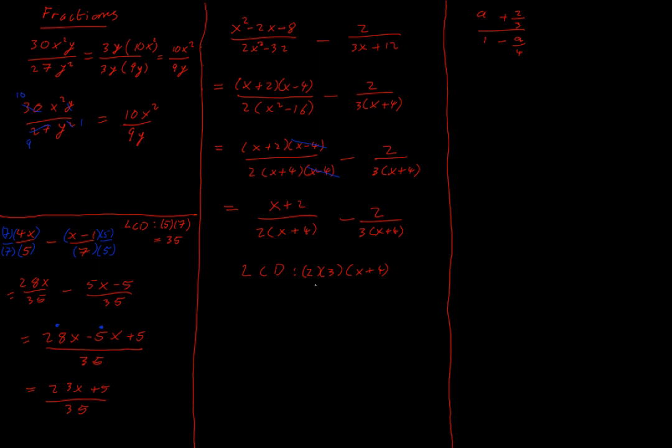So now I want to get this as the bottom line, the denominator on all of my fractions. So what do I need to multiply by here? I need to multiply by 3. And in so doing, I must multiply the top by 3 as well. And here I need to multiply by 2.